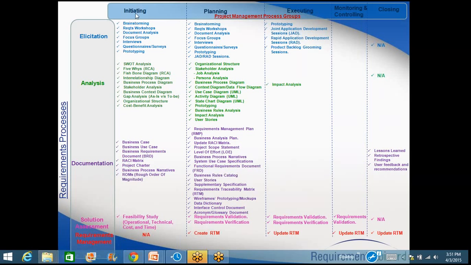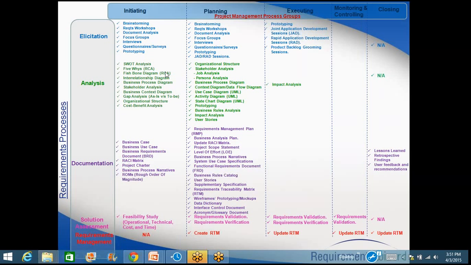Now at the intersection of each one of these, you have what you are supposed to do as a BA. So for example, if you are in the initiating phase and when you are doing the eliciting of the requirements, you will be using any of these tools and techniques to get the requirements. You can be doing the brainstorming, requirements workshop, document analysis, focus groups, interviews, questionnaire surveys, prototyping. So these are some of the tools and techniques you will be using when you are doing the requirements in the very initial phase of the project.